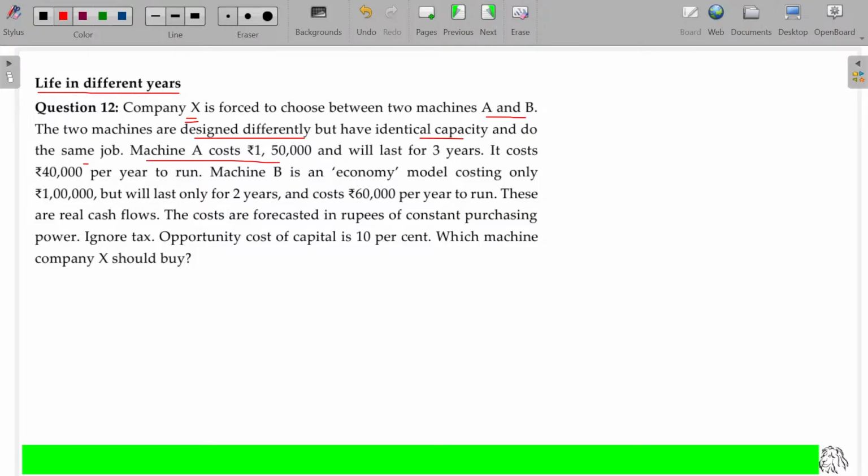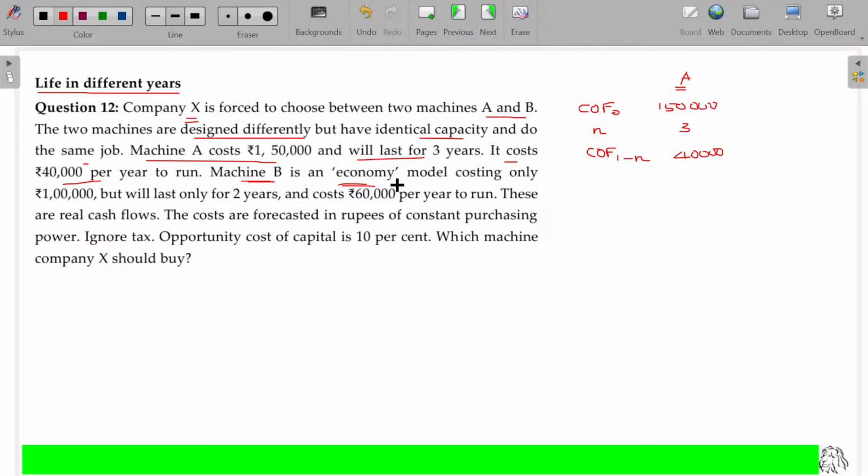Machine A costs 1,50,000 at the 0th period and will last for 3 years, life being 3 years. It costs us 40,000 per year to run. Cash outflow from year 1 to the life end is 40,000 rupees. So we don't have inflow here.